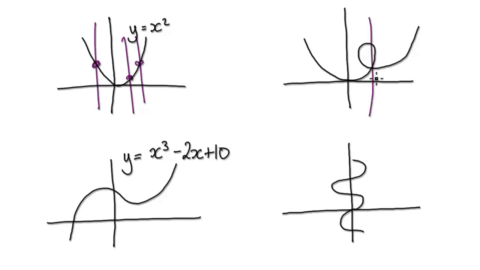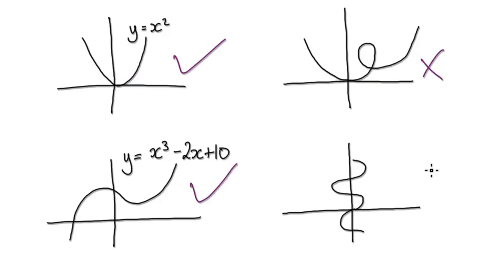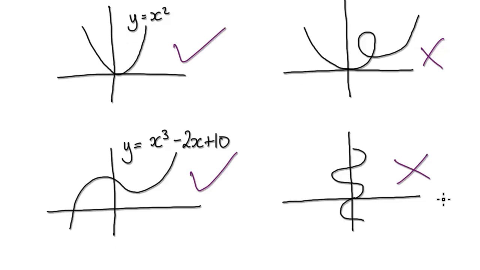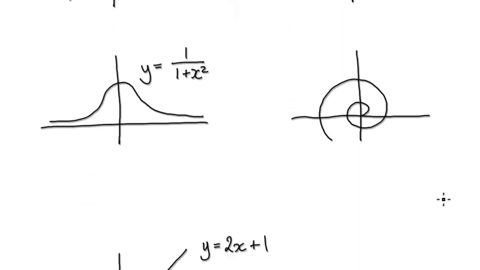Here, draw a vertical line, you've got 1, 2 places. So this is not a function. This is a function. This is a function. This is not a function. Another example, this here is a function.